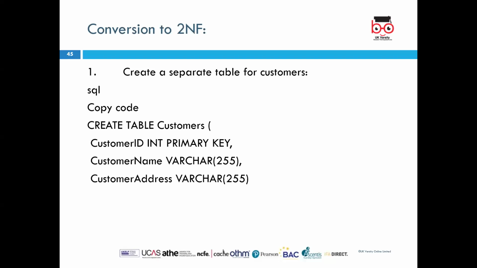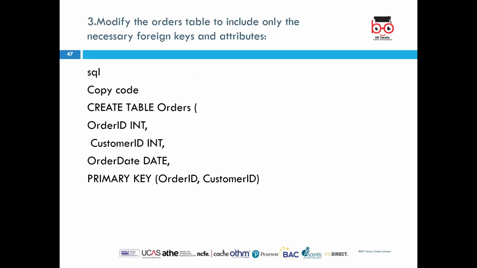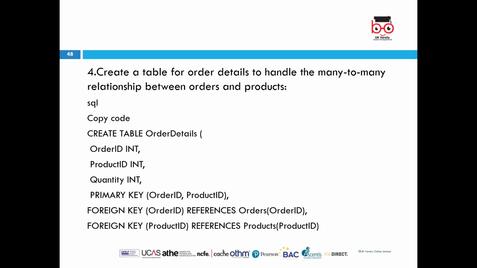Here's the code that we need for us to create our table. Also, we have to have the ability of modifying the order table to include only necessary foreign keys and attributes. It is also important for us to create a table for order detail to handle the many-to-many relationship between orders and products.